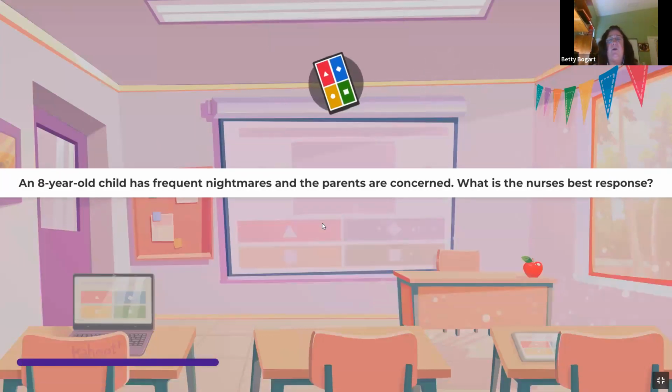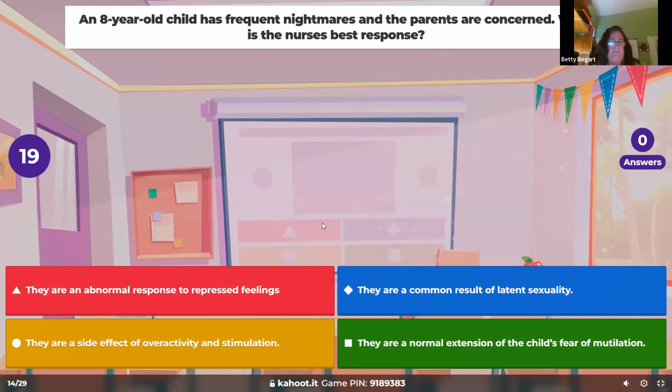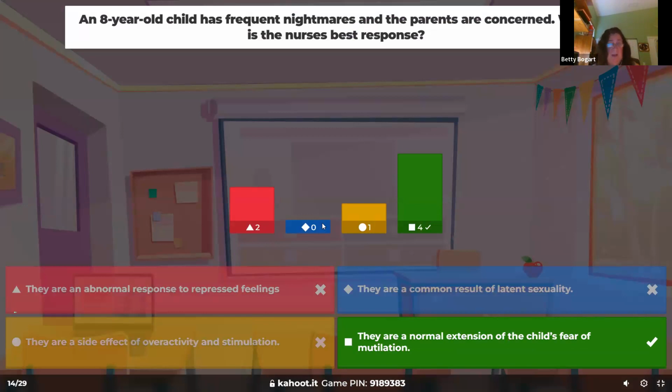An 8-year-old child has frequent nightmares and the parents are concerned. What is the nurse's best response? Absolutely normal. And remember, these children have the fear of mutilation. They're afraid of being cut and their insides falling out. So they need band-aids to put on still. They've still got that in their brain. So it's just that fear. And that's normal.